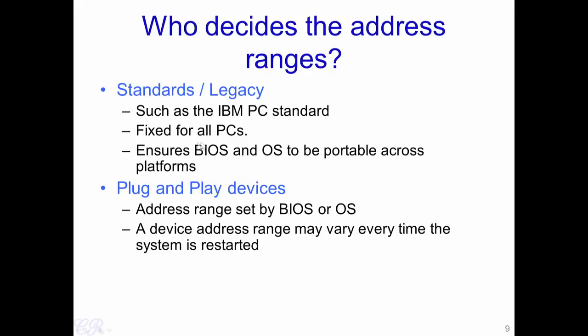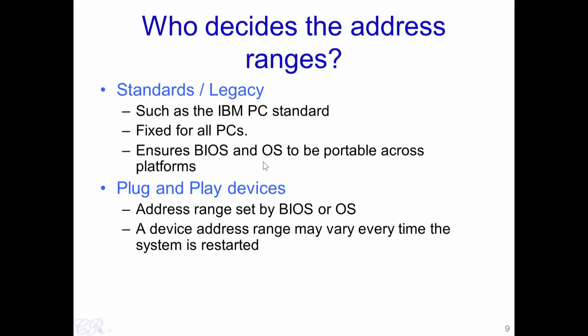Essentially, this particular standard was fixed for all PCs, that is, all personal computers right up from the 80s would be compatible with the IBM PC standard. Again, even many of the systems that we use today, that is our Intel and AMD laptops as well as desktops, are backward compatible to this IBM PC standard. The reason for this standard, or for that matter why a standard was required, was to ensure that the BIOS and operating system are portable across platforms.